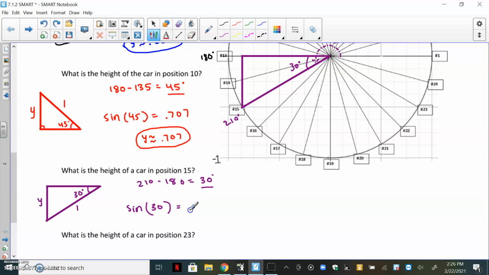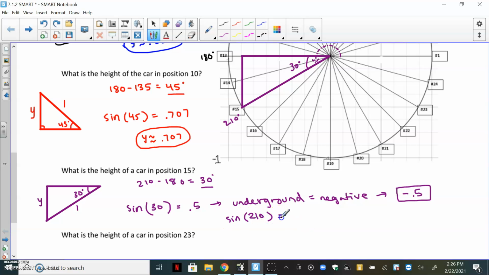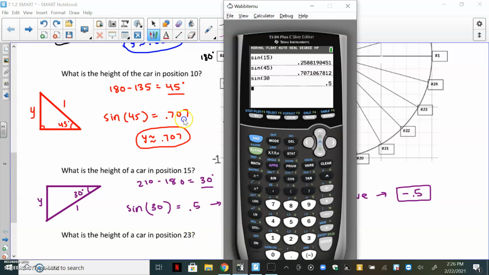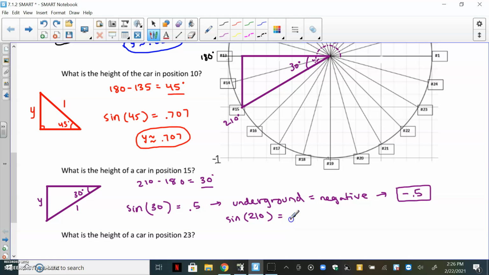But here's the thing. With sine, we want to take direction into consideration. So the thing is, this position is underground. And because it's underground, we need to make it negative. So really, we want negative 0.5 to be our answer. Now, what I want to show you is that if I had just taken the sine of the original angle that we started with, you actually do get that negative 0.5. So the calculator knows about that underground angle, and it tells you right off the bat that 210 is going to be negative.